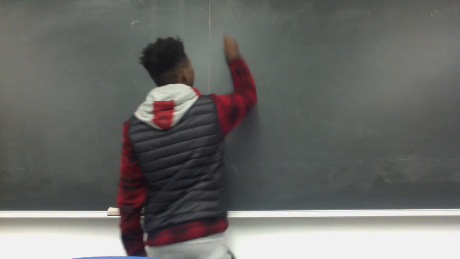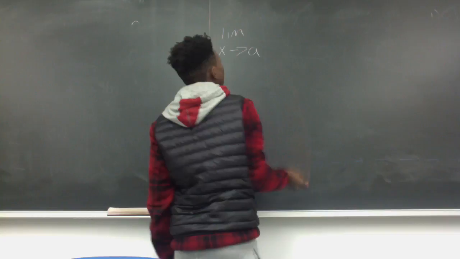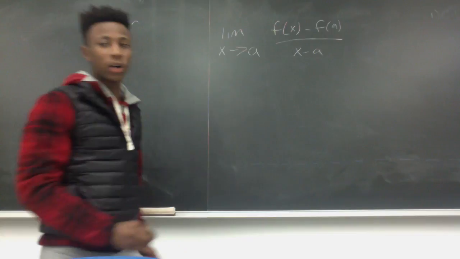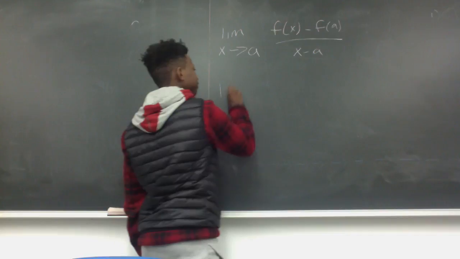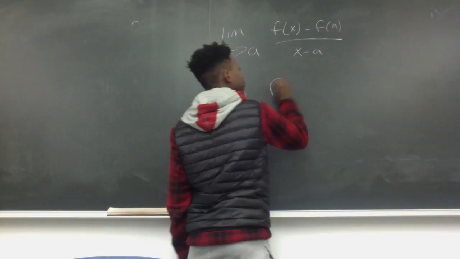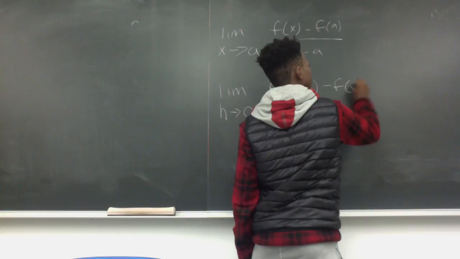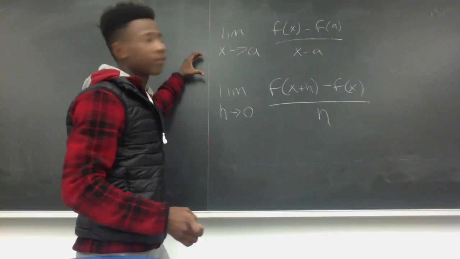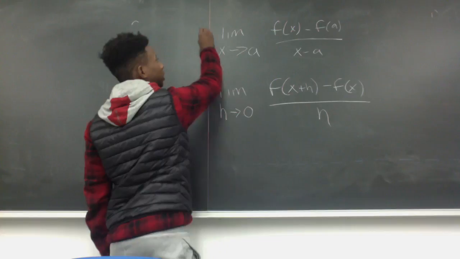The limit as x approaches a of f of x minus f of a over x minus a. That's one definition of the derivative. Another definition of the derivative is the limit as h approaches 0 of f of x plus h minus f of x over h. Both of these things are the same. They both explain what a derivative is and are like theorems that we use to find a derivative. We'll tackle this one first and explain why this is true. Then afterwards, we'll tackle this.